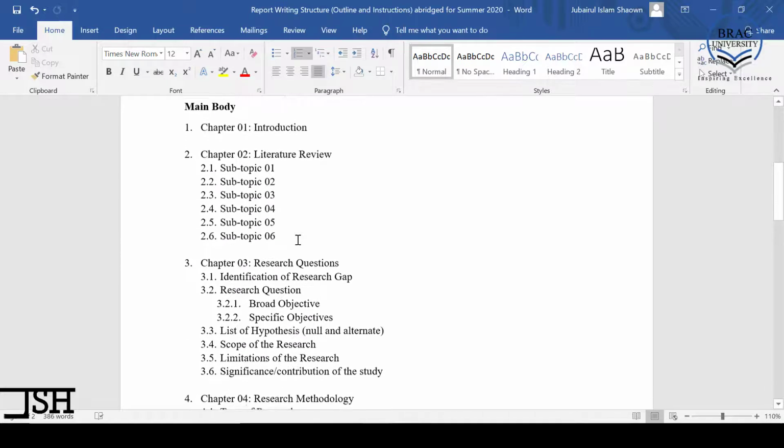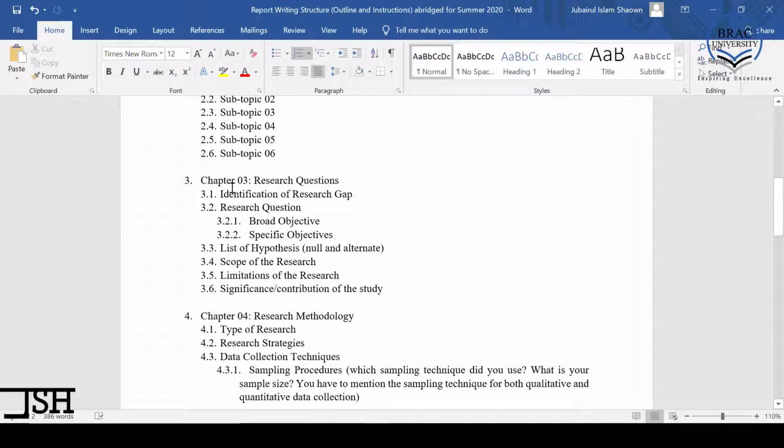Now moving on to chapter 3. In chapter 3, we are going to write about research questions. So these are the different topics that we are going to discuss in this chapter. So first, identification of research gap. We have not discussed this issue yet, so I'm going to take a class on that. So for now, it's okay if you do not understand this. I will explain it in the later videos.